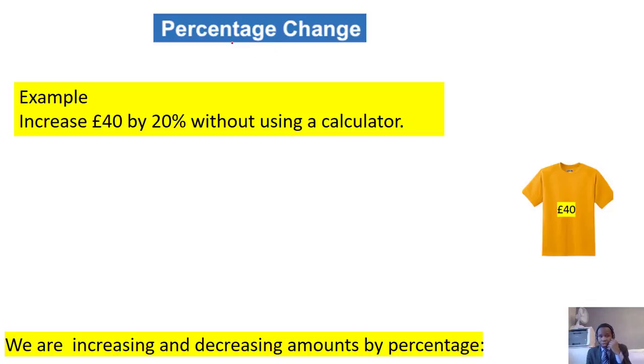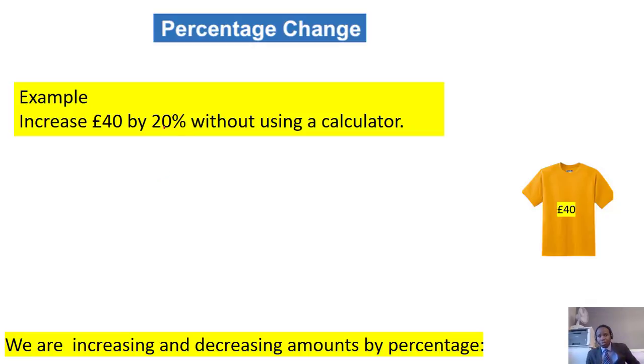Usually the prices of things will go up, or sometimes they will go down. So in example one, we're going to be thinking about the price of a t-shirt, which is £40 at the moment. If the price is going to go up by 20%, for example, how much is the price going to be after that 20% increase? So we're going to be increasing numbers by certain percentages and decreasing numbers by certain percentages.